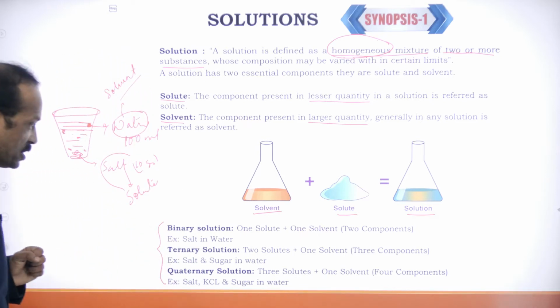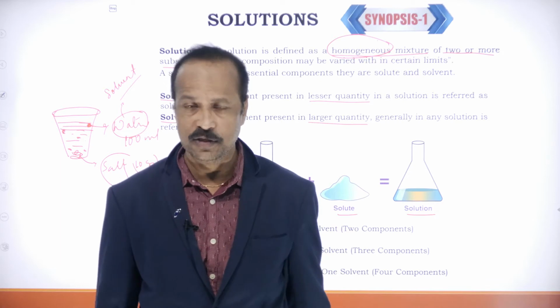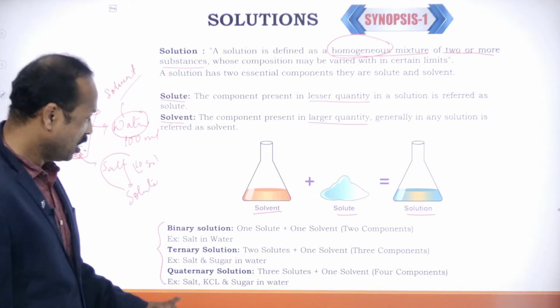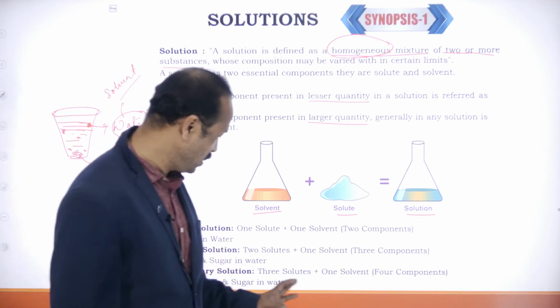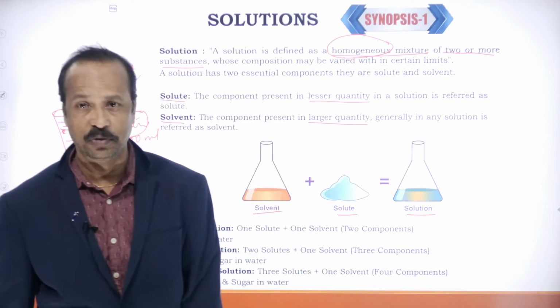In quaternary solutions, again 3 solutes and 1 solvent will be there. Solvent will be 1 only and solutes may be 3 here. So salt, potassium chloride and sugar, these 3 mixing in water is called a quaternary solution.